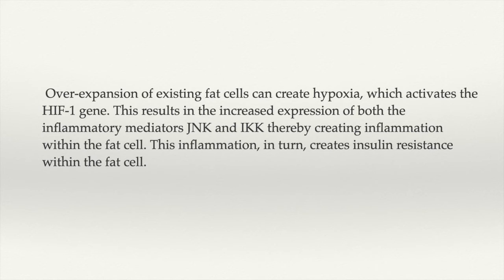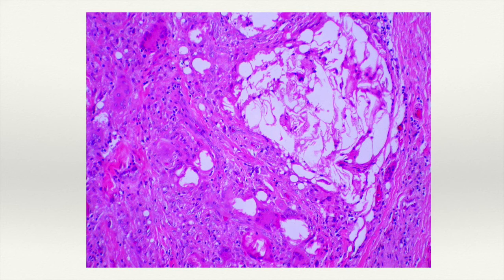Overexpansion of existing fat cells can create hypoxia, which activates the HIF gene. This results in the increase of expression of both the inflammatory mediators JNK and IKK, thereby creating inflammation within the fat cells. This inflammation in turn creates insulin resistance within the fat cells. This here is a picture of an inflamed fat cells where you can see there's a disruption of the fat cells and infiltration with abnormal cells.